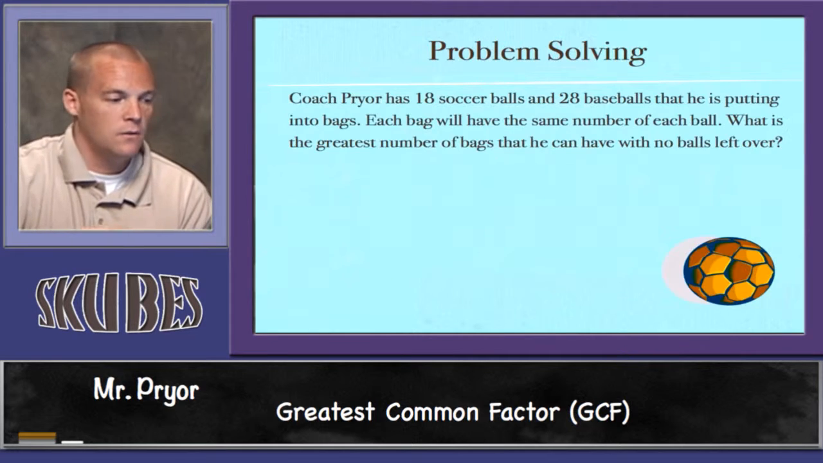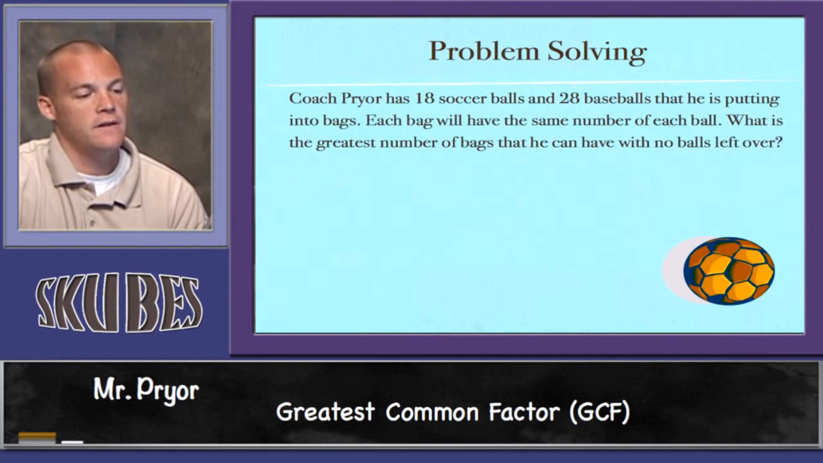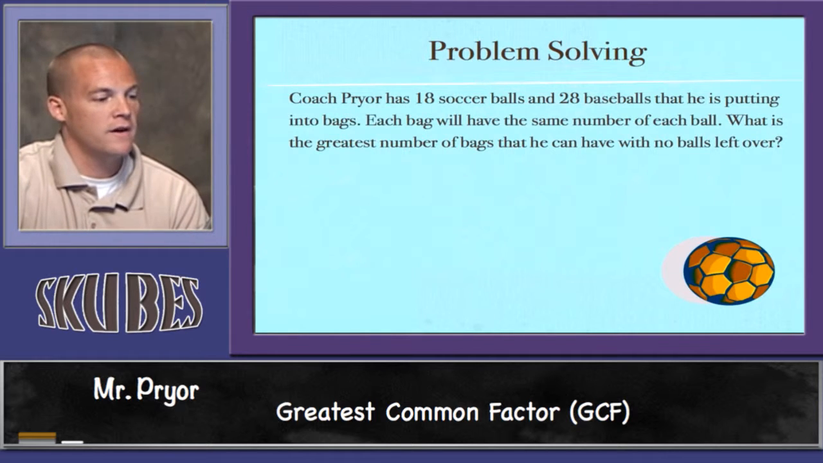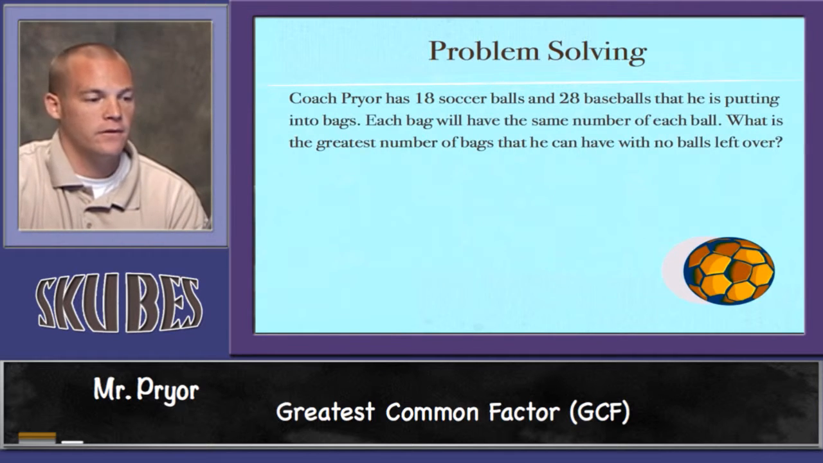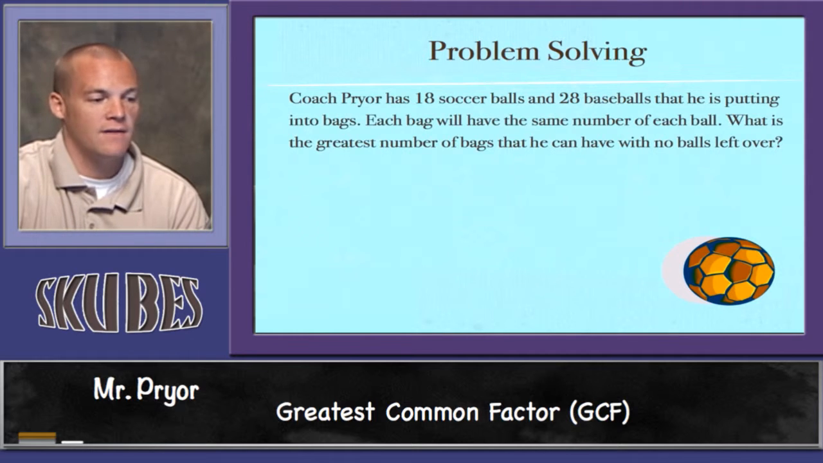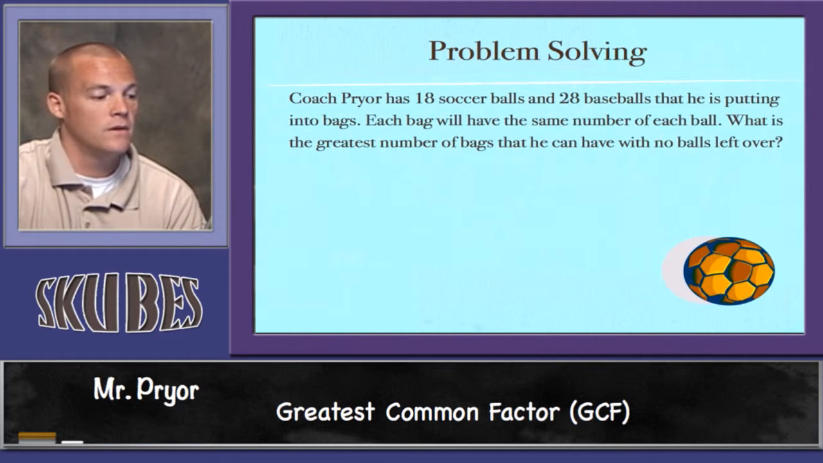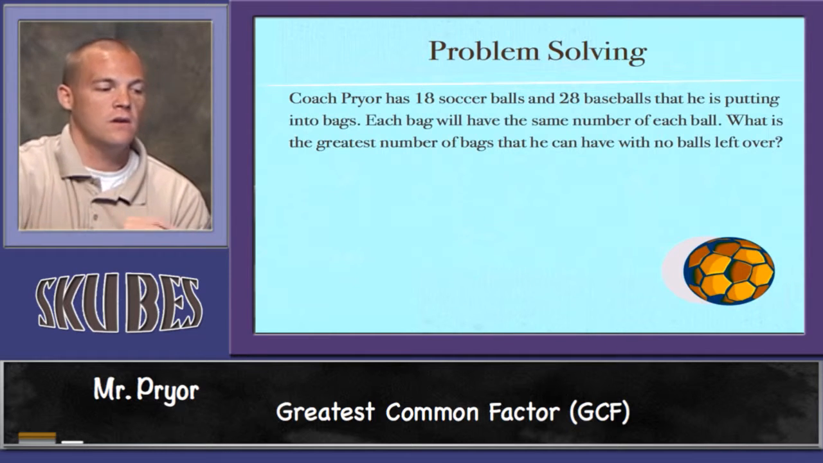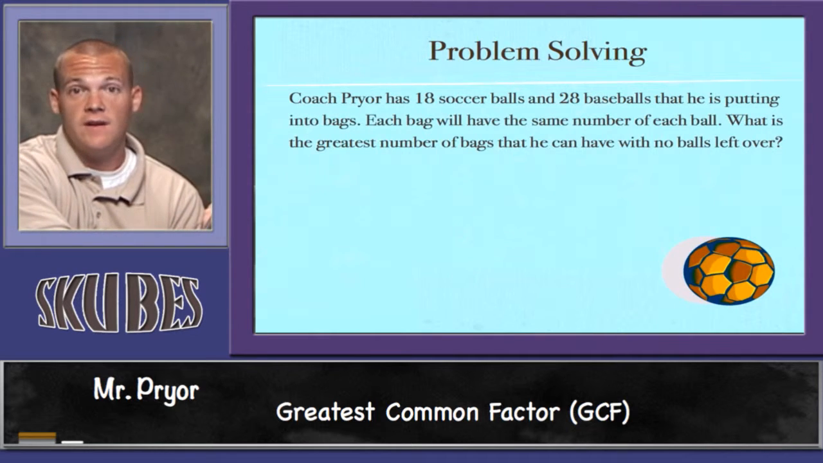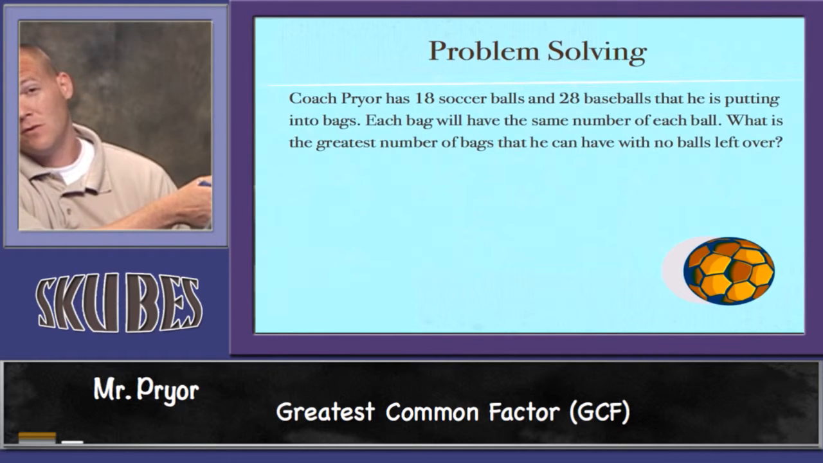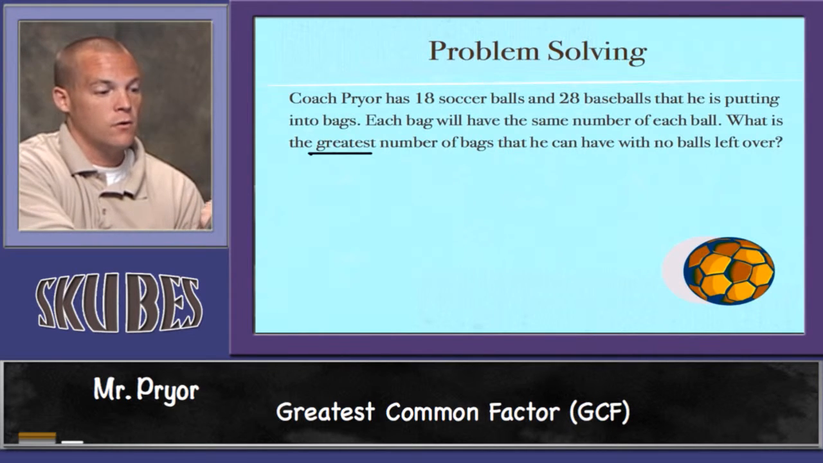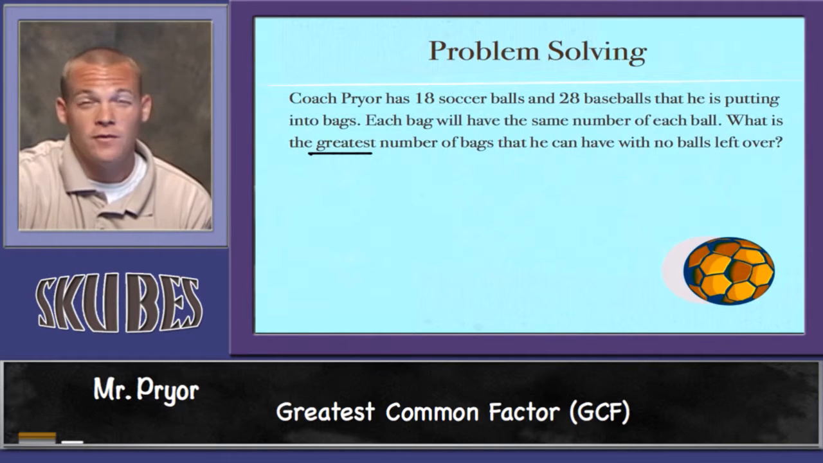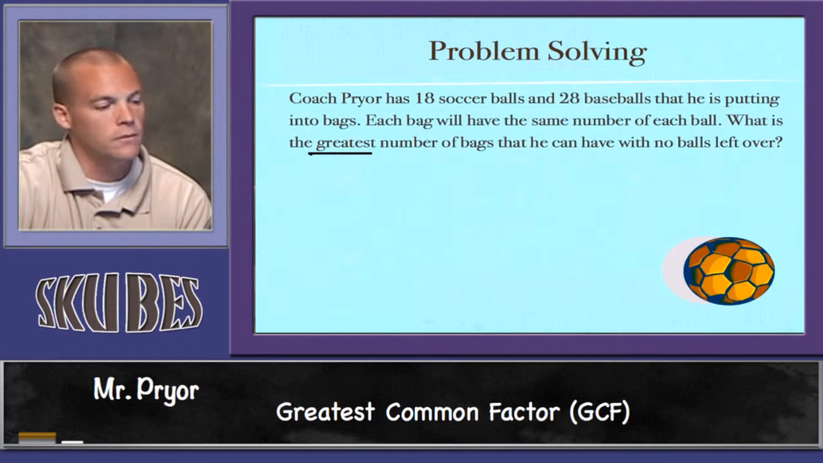Lastly, a word problem. All right, so how do they implement this in word problems? Well, this is an example. Coach Pryor has 18 soccer balls and 28 baseballs that he's putting into bags. Each bag will have the same number of each ball. What is the greatest number of bags that he can have with no balls left over? Your key word in this that you're going to use greatest common factor, other than maybe least common multiple, would be, of course, greatest. So always look for that. If you know you're doing these types of word problems, that's what's going to be your clue.